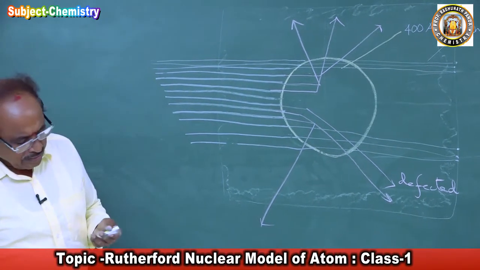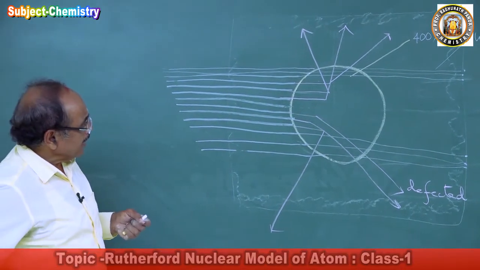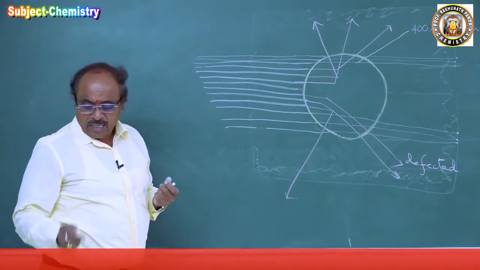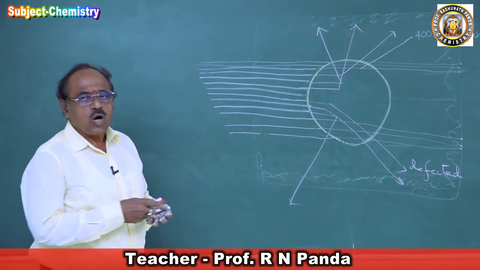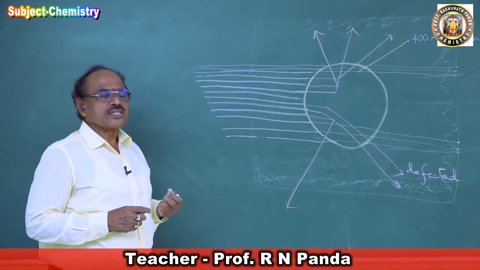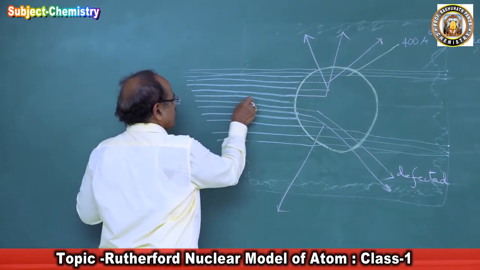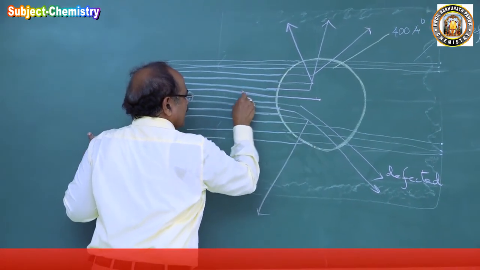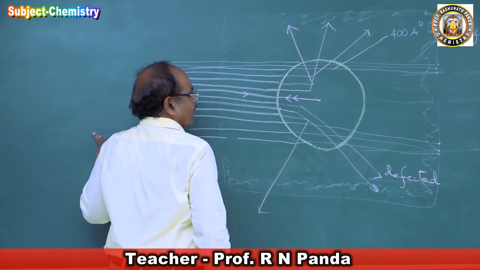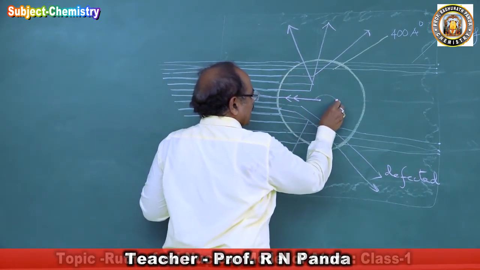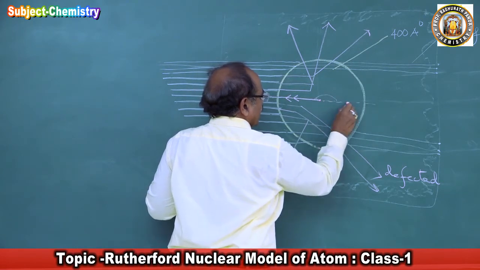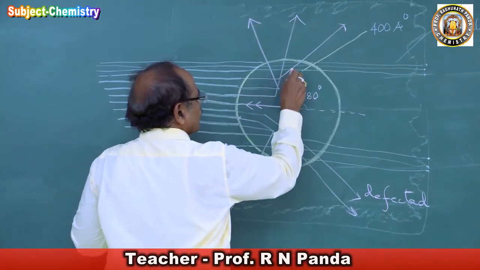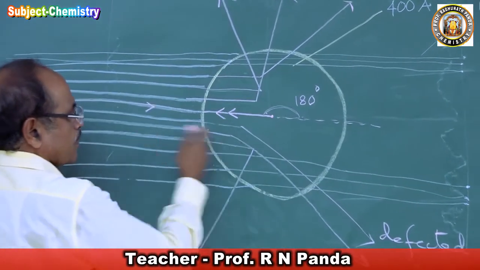The third observation was very interesting: one alpha particle in 10,000 got back deflected or retraced its path. This alpha particle went straight, hit the gold foil, and again came back in the same path. So the angle of deflection is almost 180 degrees. These are the angles of deflection, smaller and larger angles.